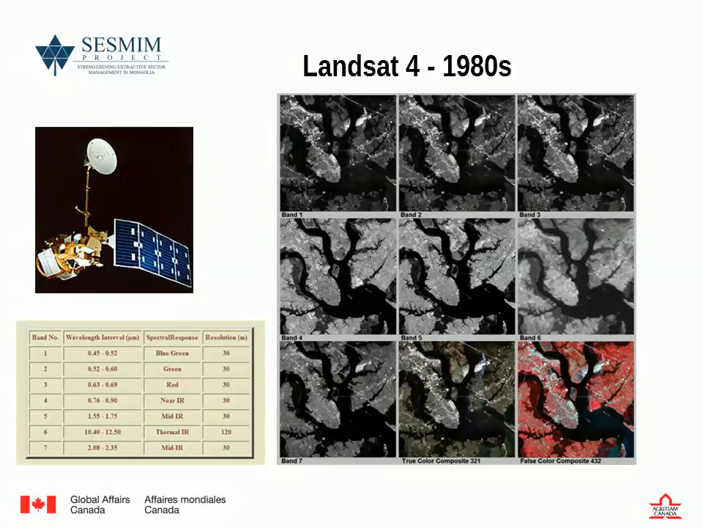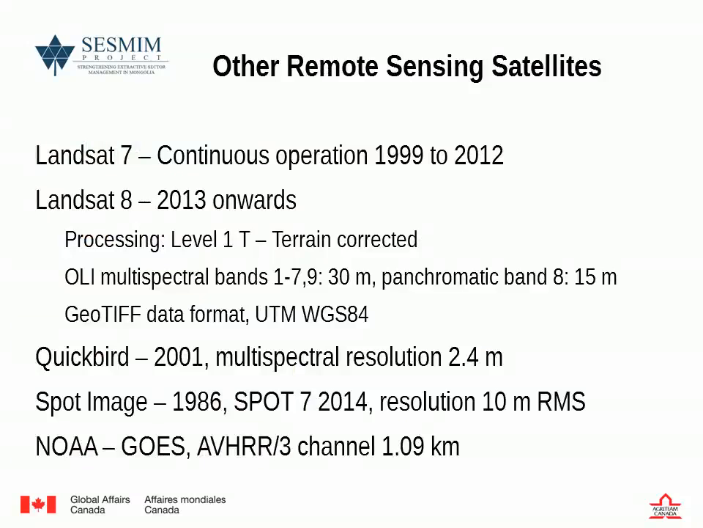Okay, then you have green, red, near infrared, middle infrared, thermal infrared, and another mid-infrared. And over here is the resolution: all Landsat resolution is 30 meters. And we will go into these a little bit more later. In terms of other remote sensing satellites, this is kind of the history of the satellites.